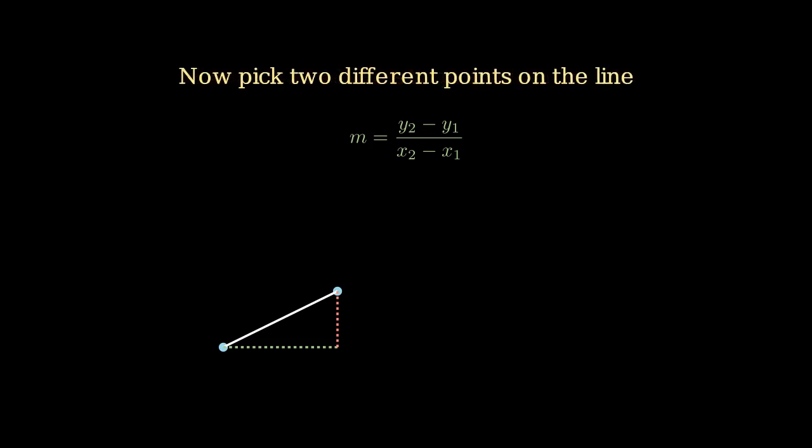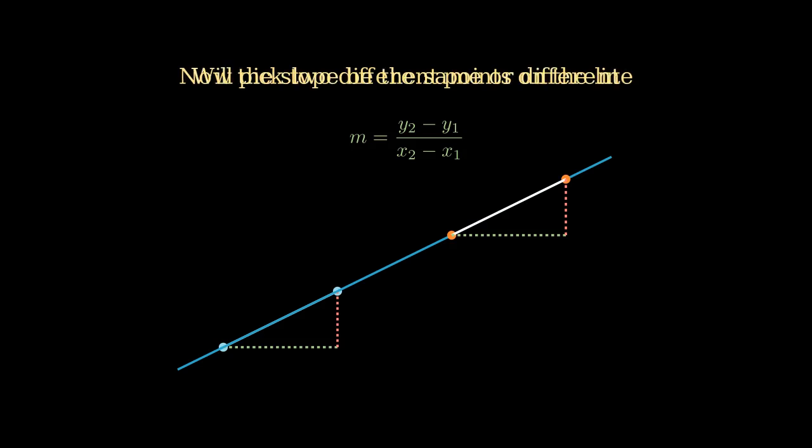Now here is a question before I show you the answer. Suppose I pick two completely different points further along the very same straight line and build a new right triangle. Will the slope I calculate from this new pair of points be the same as before or different? Pause here and make your prediction.